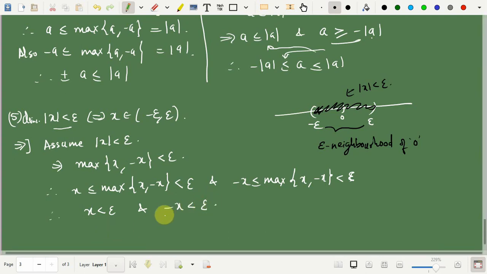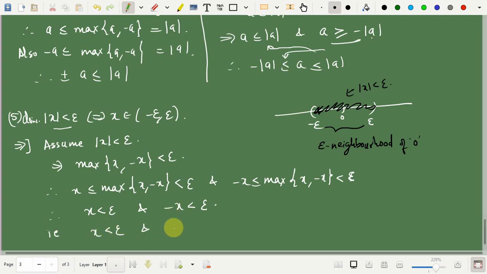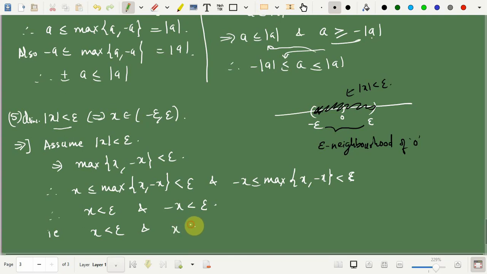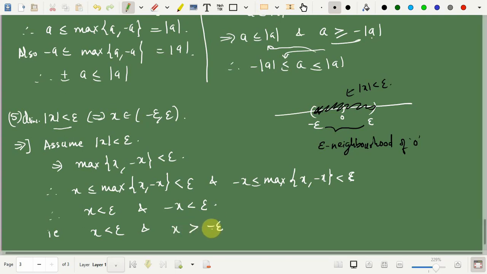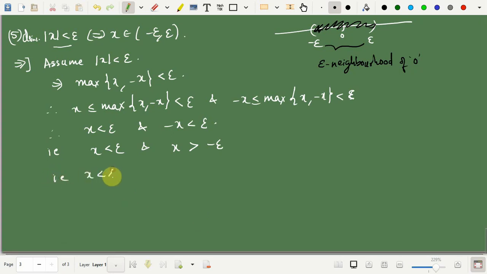So can we get something from here? I can say that we want x to be less than epsilon, and here I want minus x to be less than epsilon. So I would just multiply this inequality by minus 1. So I would have x greater than minus epsilon, because minus 1 is a negative quantity, and so when you multiply it to the inequality, it will reverse the inequality. So that is the same as x is less than epsilon and minus epsilon is less than x.